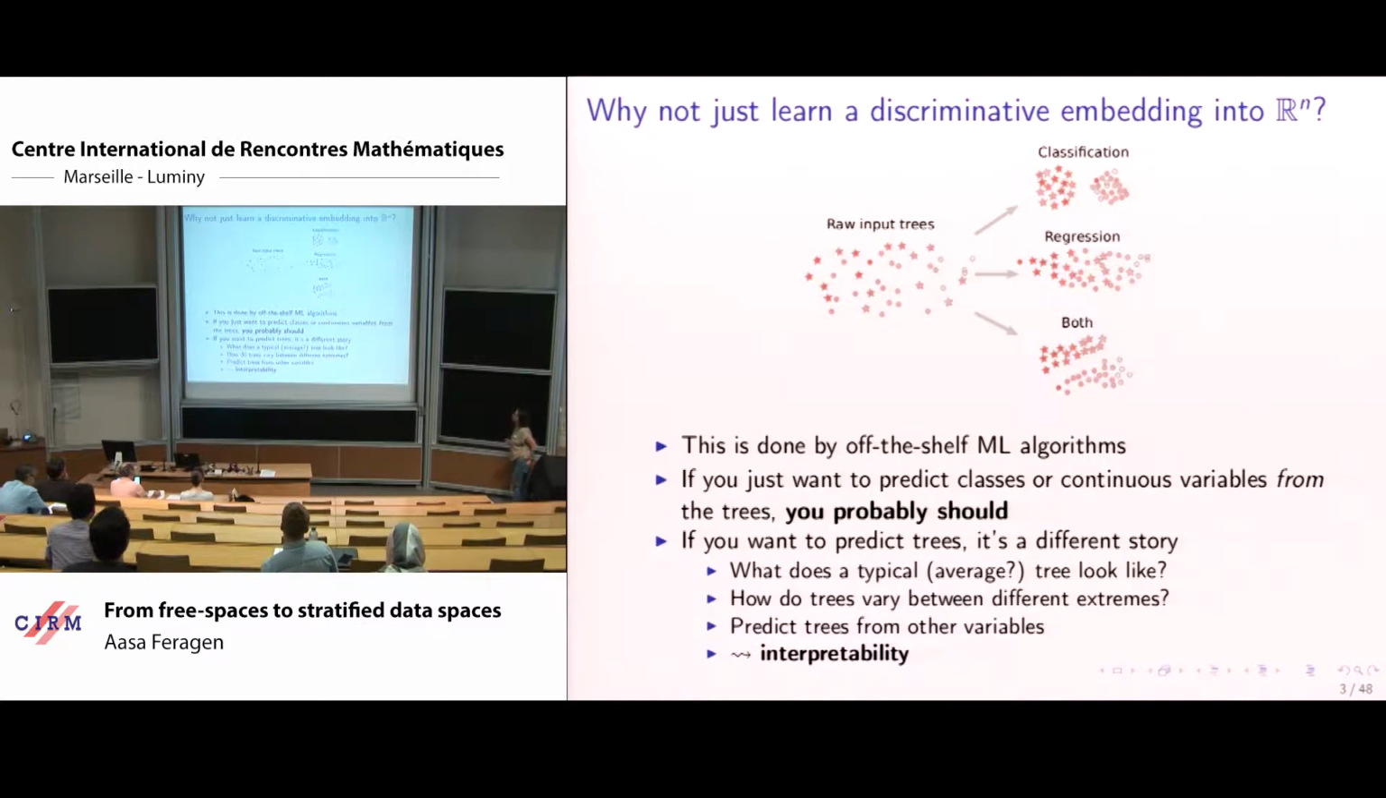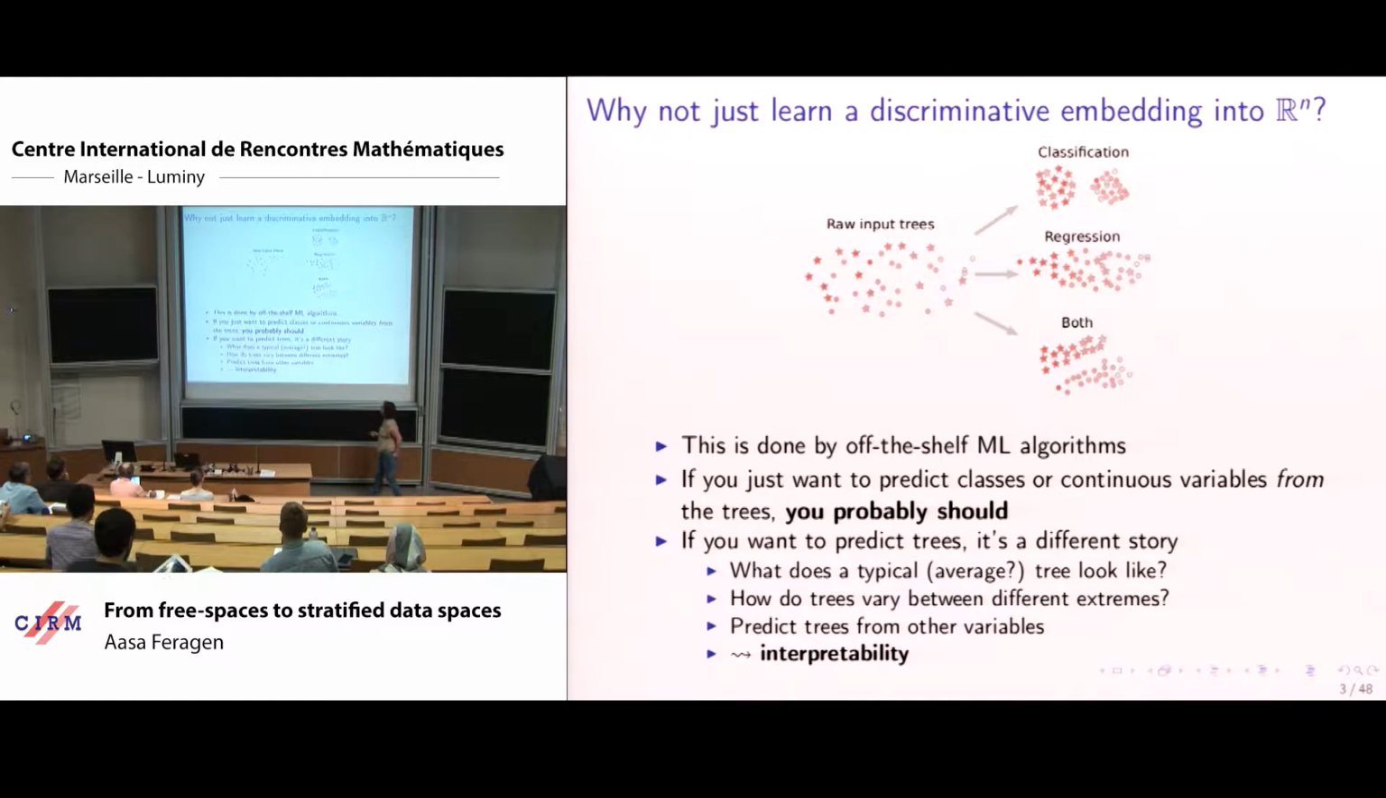However, if you want to predict trees, it's a different story. Because once you've embedded your data into some space that is good for whatever task you want to do, well, you don't have the trees anymore. Now you have a bunch of points in a linear space. So if you want to go back and say, well, what does a typical tree look like? How do the trees vary between different extremes, such as health and disease? Or if you want to predict trees from other variables, for instance, if you want to make personalized models, well, you can no longer do that after you've stuck your trees into some other space.